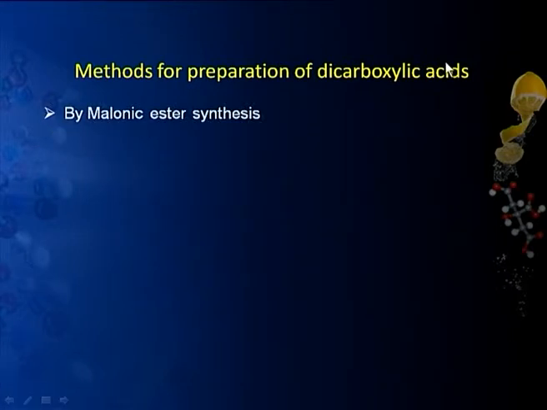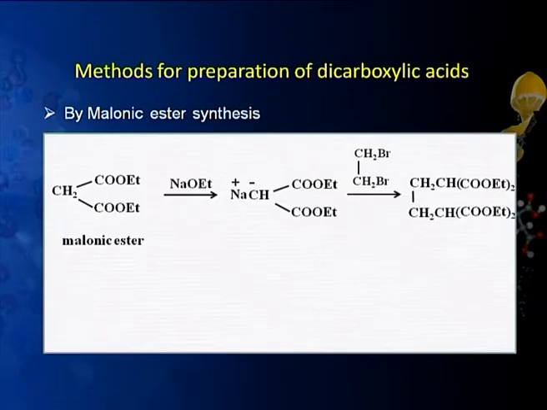Another important method which is used for the synthesis of dicarboxylic acids is malonic ester synthesis. In this we start with malonic ester, which is also known as diethyl malonate. It is the ester of malonic acid, and this CH2, which is flanked by these two carbonyl groups, is an active methylene group. These hydrogens are more acidic, and when they are treated with sodium ethoxide, we easily get the sodium salt of malonic ester.